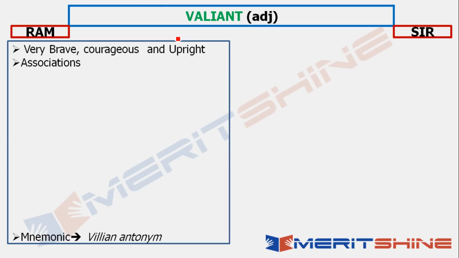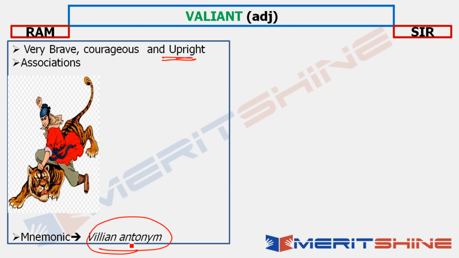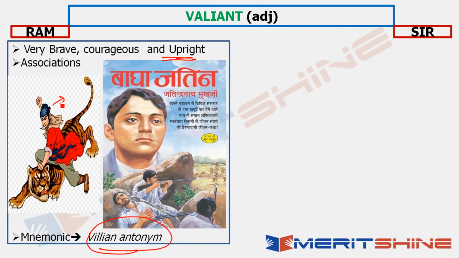The word means very brave, courageous, and upright, morally upright. Mnemonic: antonym of villain. Valiant, villain, antonym. Hero. A hero is supposed to be brave, courageous, upright. Right? Now, what is this picture doing here? And obviously, this is not the man I'm talking about. This is just an author's impression, right? Who is the man I'm talking about?